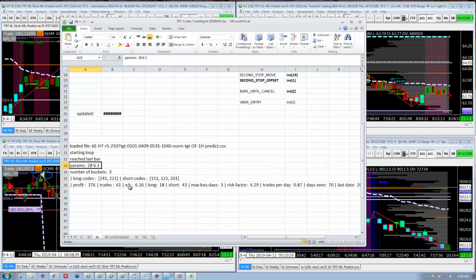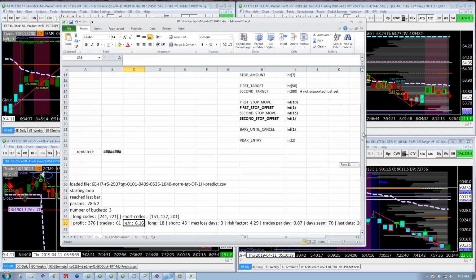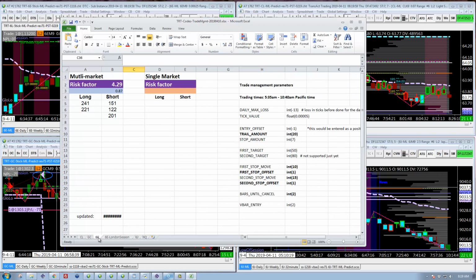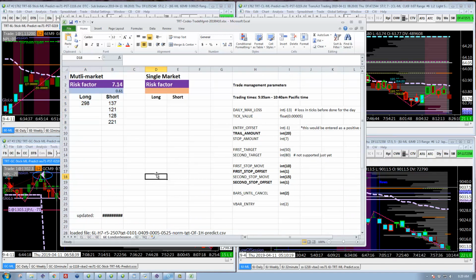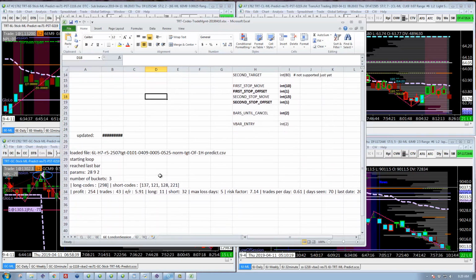6 is the ER requirement, and you're getting 6.6, so I like that. And then 0.87 trades per day. That's the 6E US. Here's the London session. It's not as nice, right? It shows your requirement is 9. Your system ER is 5.9. So quite a fairly big difference there.